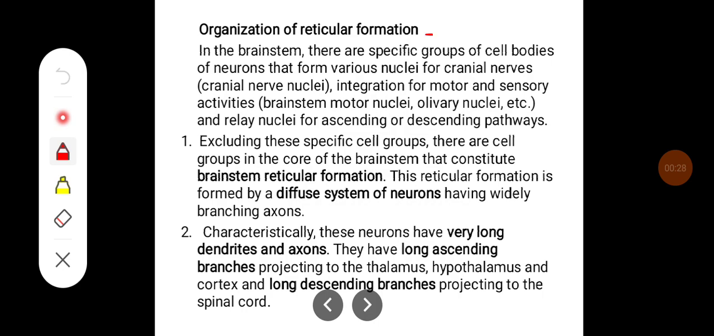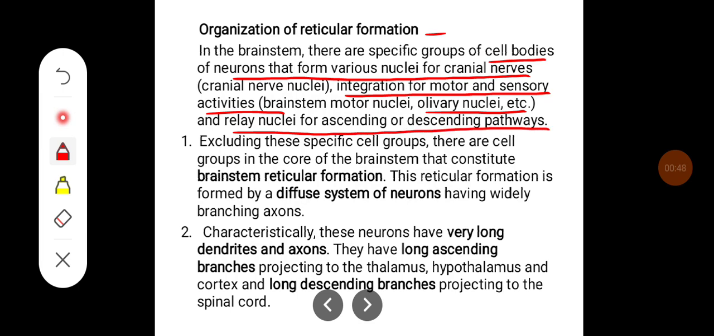Organization of reticular formation. In the brainstem, there are specific groups of cell bodies of neurons that form various nuclei for cranial nerves, that is cranial nerve nuclei, integration for motor and sensory activities, that is brainstem motor nuclei, olivary nucleus, etc., and relay nuclei for ascending or descending pathways. Excluding these specific cell groups, there are cell groups in the core of the brainstem that constitute the brainstem reticular formation. This reticular formation is formed by a diffuse system of neurons having widely branching axons.